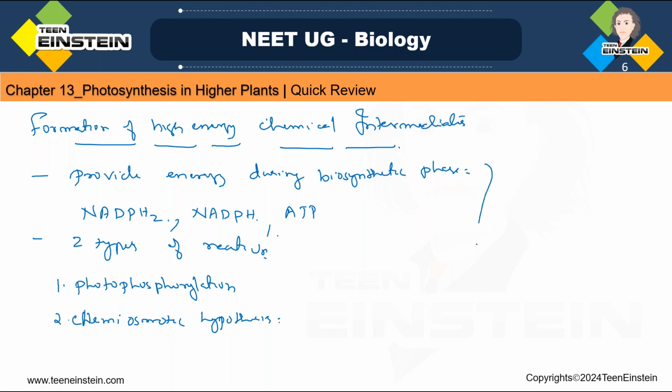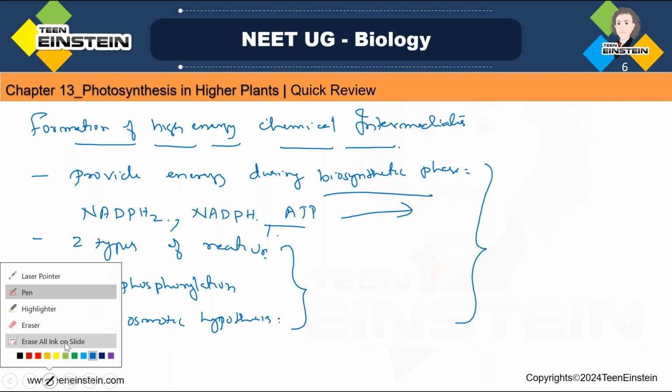So all these points you need to note down. This question, about the high energy chemical intermediates which are helpful in the biosynthetic phase, is an important repeated question, and two types of reactions are taking place for the formation of these. So which are the reactions? Photophosphorylation and chemiosmotic hypothesis. These are repeated questions. So let's see one by one. Photophosphorylation.